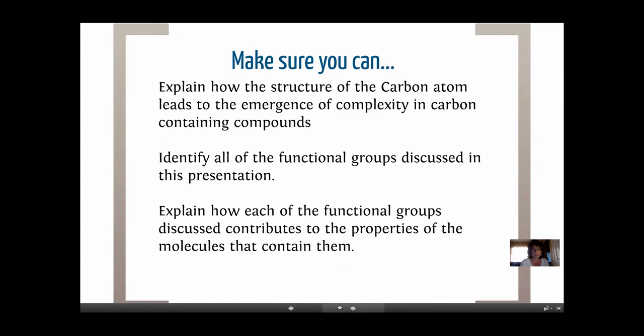And lastly, you want to make sure that you can do these things at the end of the section. You want to explain how the structure of a carbon atom leads to emergence of complexity. So basically, what makes those carbon molecules more complex? You need to identify all those functional groups I just went through. They're in your textbook. And you want to explain how each functional group can contribute to properties. So which one makes it polar, which one will make it more charged, which one will, in the case of sulfhydryl, allow it to be bonded. And that's it.